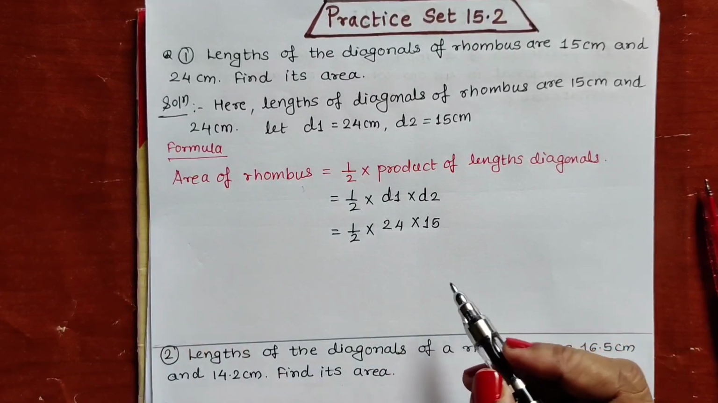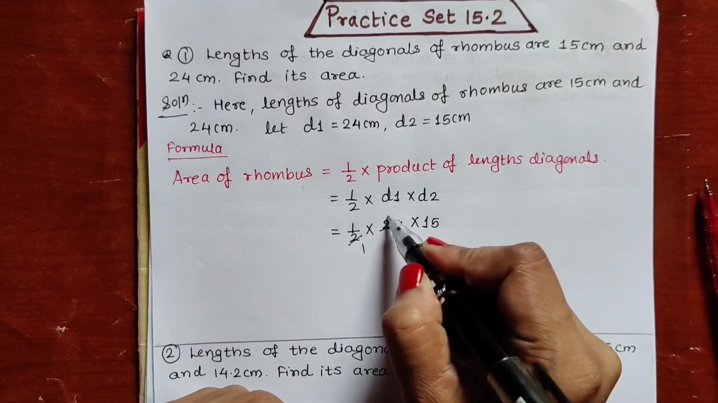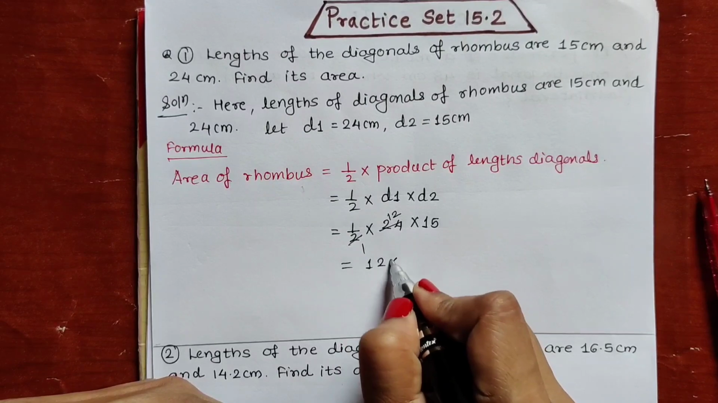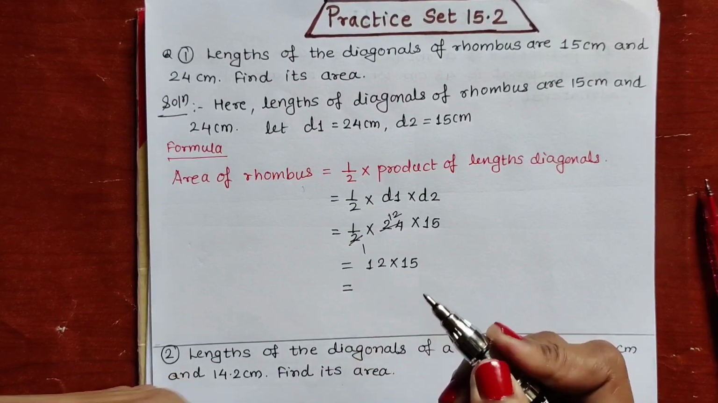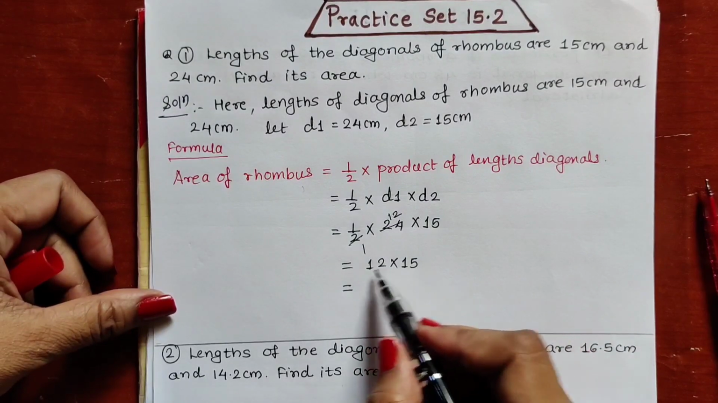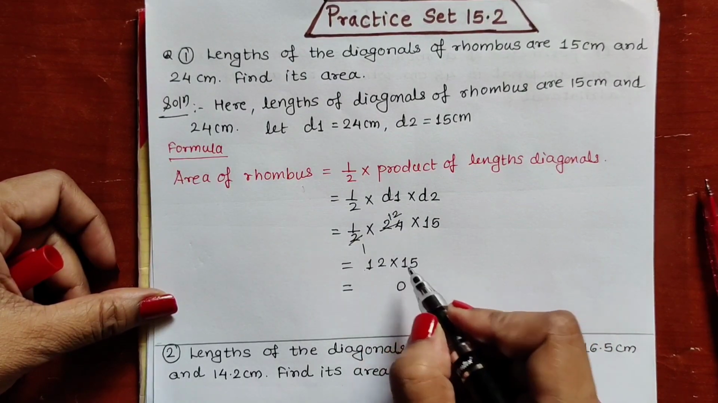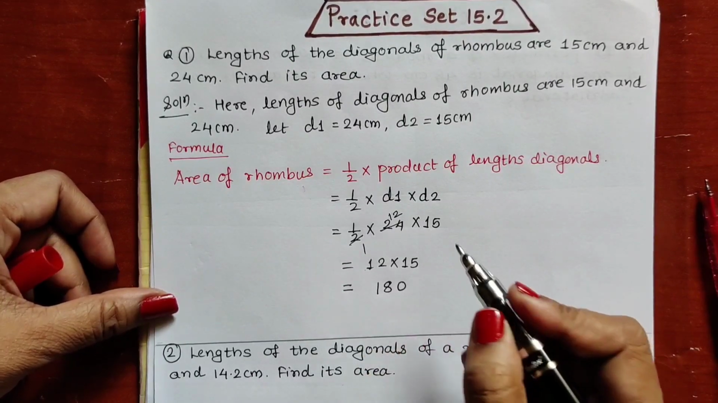We can write anything. So we can cancel this 24 by 2. 2 ones are 2. 2 twos are 4. We are getting 12 multiplied by 15. We can multiply 12 by 15 orally. 12 5s are 60. 0 write, 6 carrying. 12 ones are 12 plus 6 is 18. So 180 is the answer.